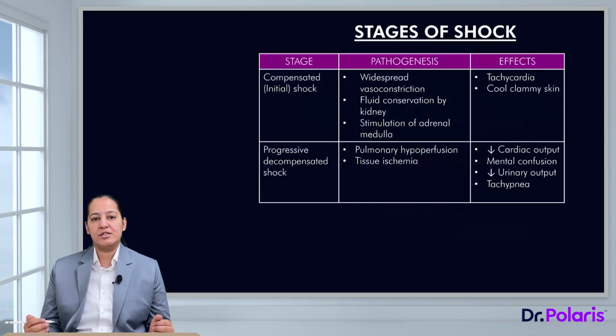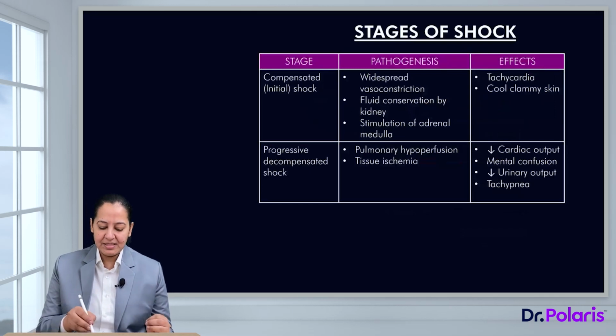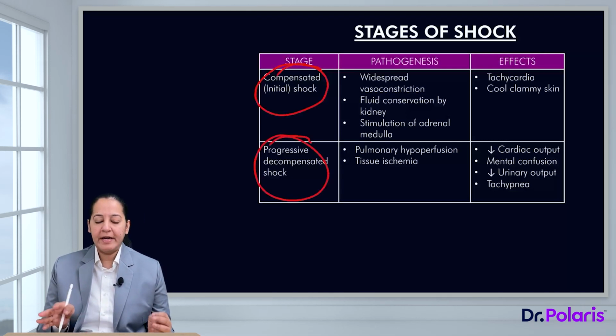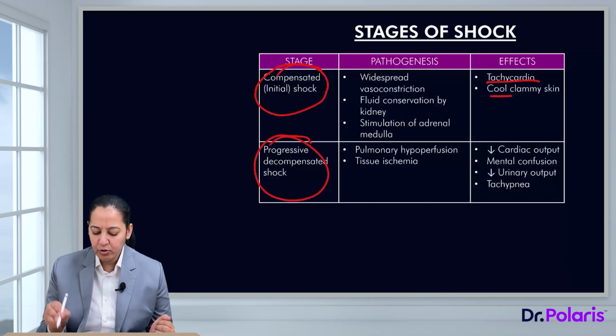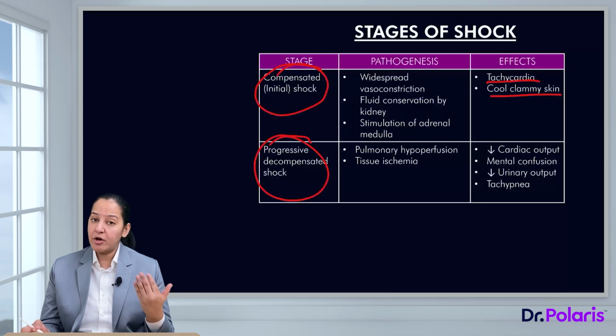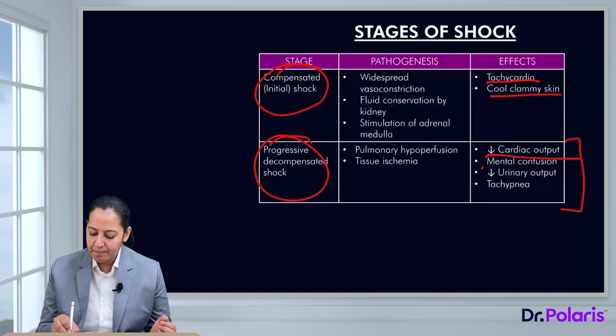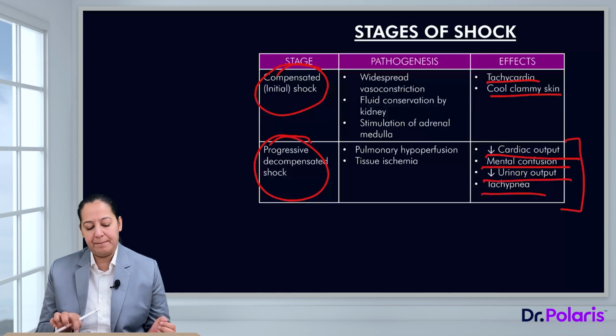Lastly, we have seen the stages of shock. Shock has three stages: compensated shock, progressive decompensated shock, and irreversible shock. In compensated shock, tachycardia and cool extremities are there. In progressive decompensated shock, multiple organ dysfunction is there. So decreased cardiac output, mental confusion, decreased urinary output and tachypnea can be there.